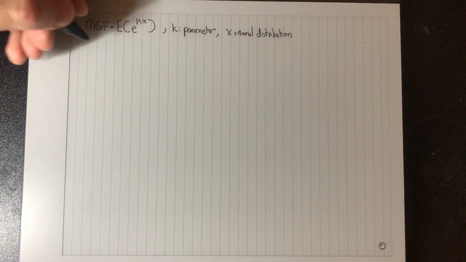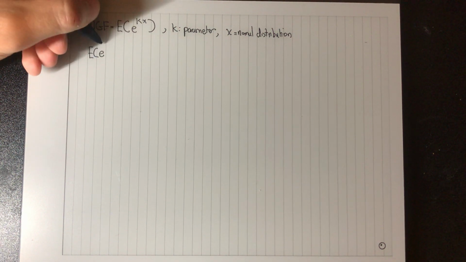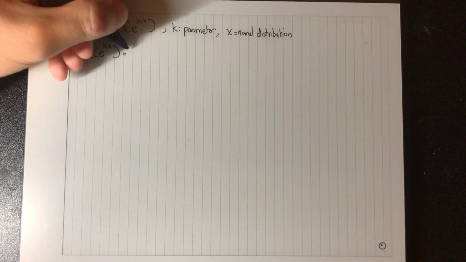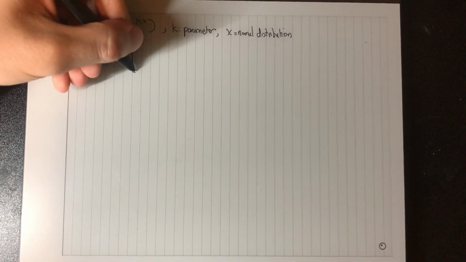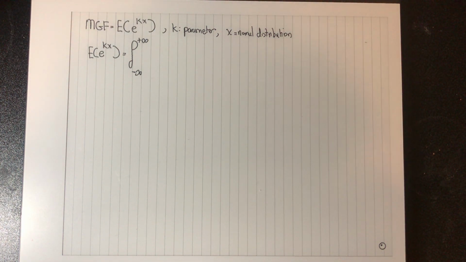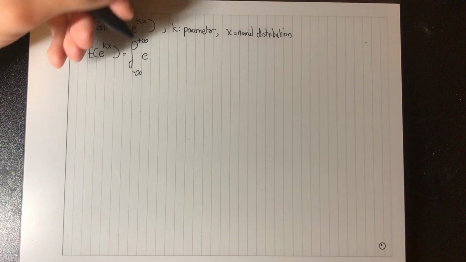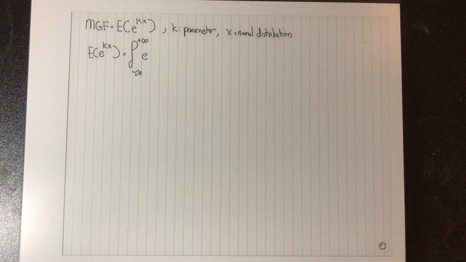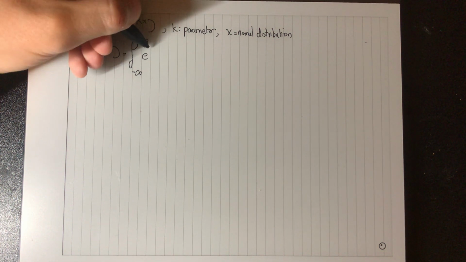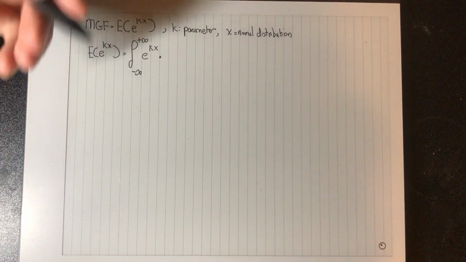And from basic statistics, we know that the expectation of something, so in our case, the expectation of e to the power of kx, is the integral going from negative infinity to positive infinity, since we assume that x in our case is a normal distribution, multiplied by that thing. So the integral of the object which we're trying to find the mean of, which in this case is e to the power of k multiplied by x, multiplied by the density function of that object which we're trying to find the mean of.